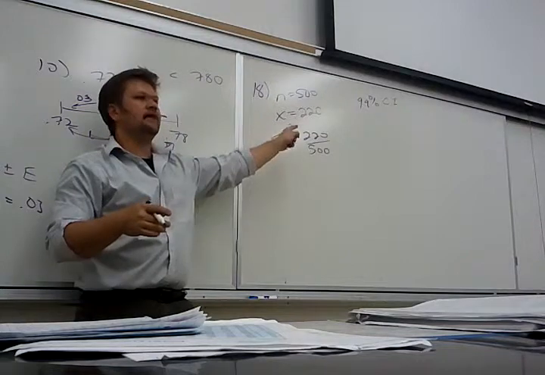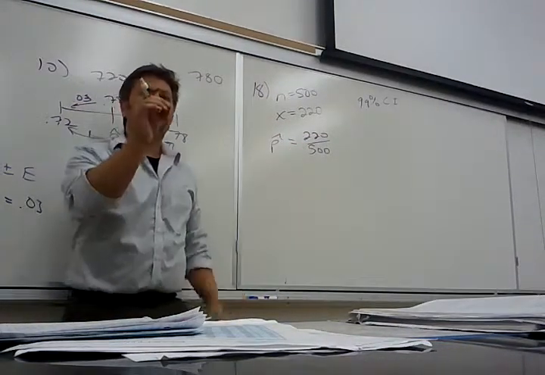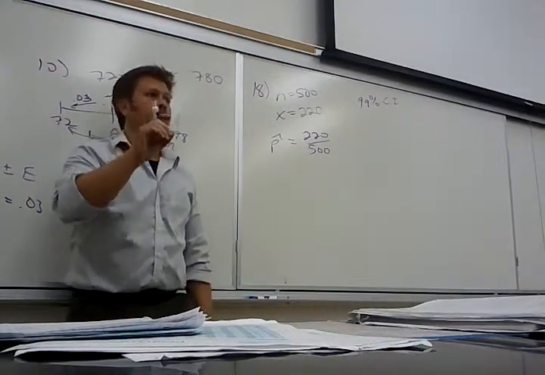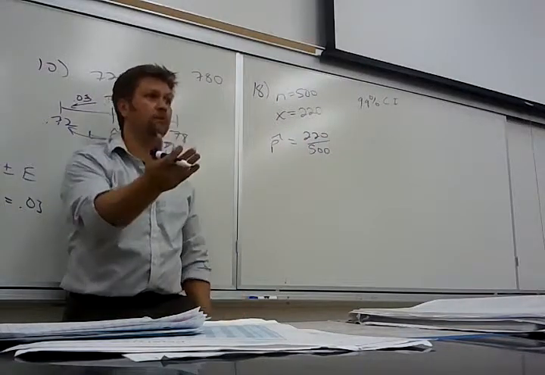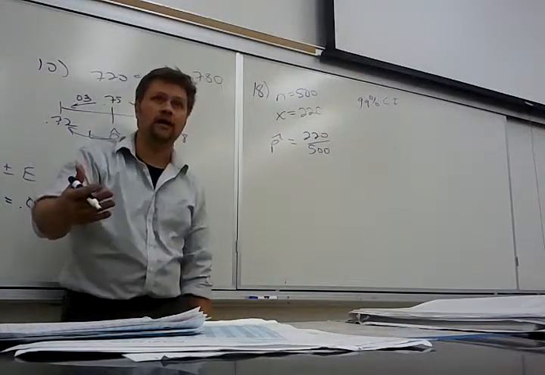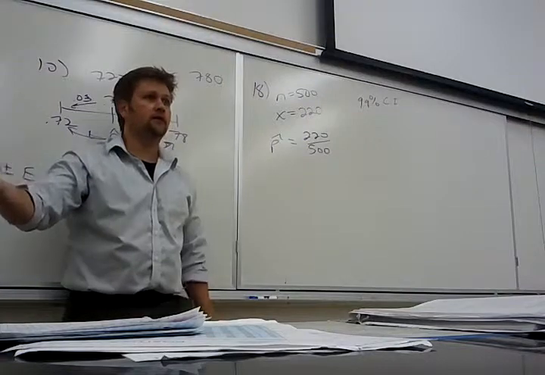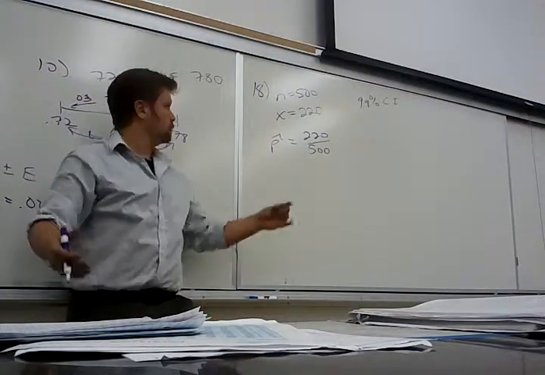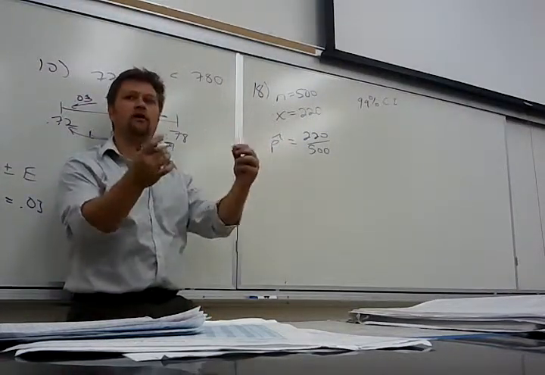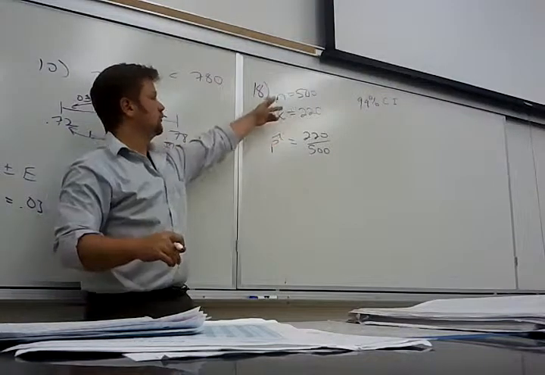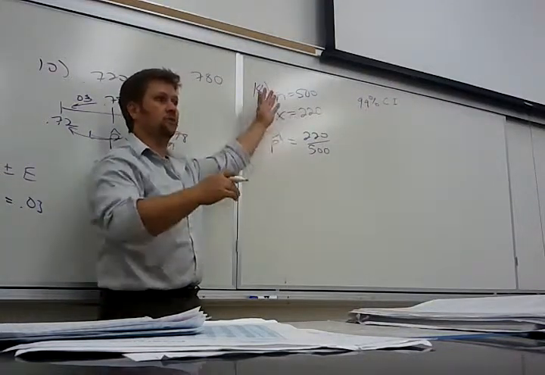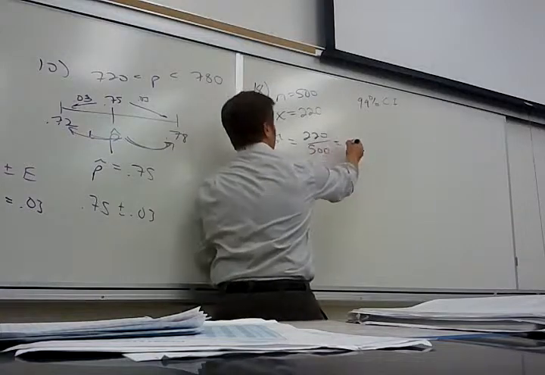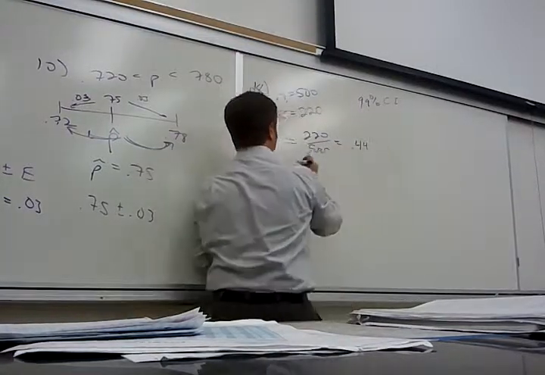P hat is always x over n. But it's actually easier in what some of you would call a word problem. If I said I talked to 500 people and 220 of them were left-handed, what percentage were left-handed? 220 out of 500. That's what p hat is, the percentage from what I saw. Here it's kind of divorced from reality, just pure numbers, but oh well. What is 220 divided by 500? 44%. I love it. So what's q hat?